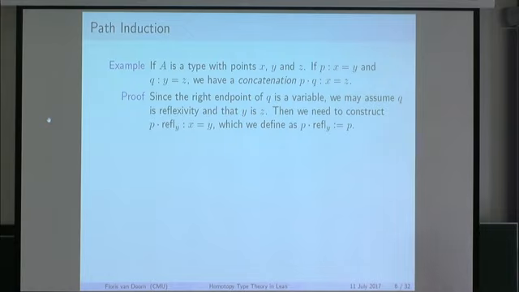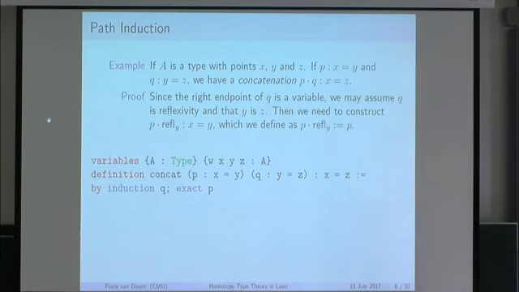Maybe this seems a bit sketchy to you, but I can show that this is a valid proof, namely this is the proof in Lean. If I have a path P from X to Y and Q from Y to Z, then I get a path from X to Z, and the proof is just I do induction on Q and then it's exactly P. This is the whole proof in Lean.